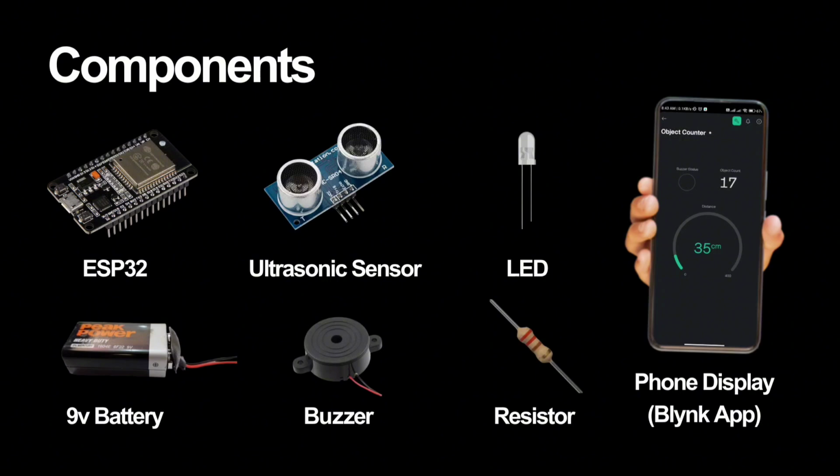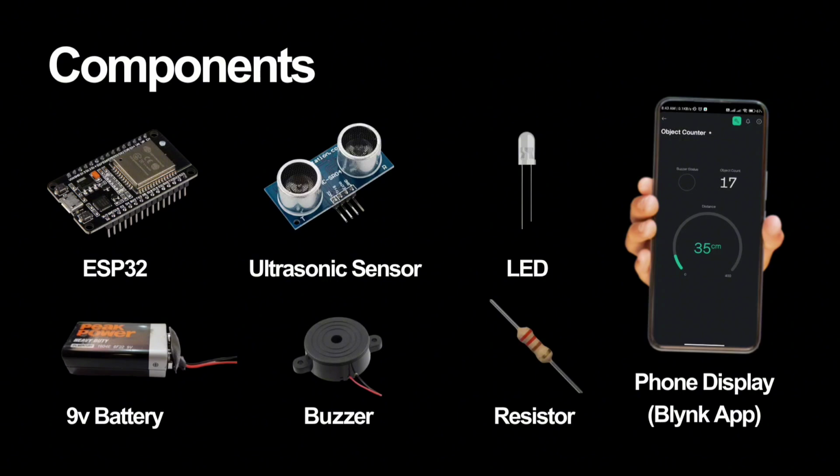Here we go to the components. The first is the ESP32 for the execution of the code. The second is the ultrasonic sensor, to detect hand movement or object movement. The third is the LED. It creates light if there is a detection from the ultrasonic sensor. The fourth one is the 9 volt battery. It will be used as the power or main source of electricity to execute the code from the ESP32. The fifth one is the buzzer. It has the same purpose as the LED, but instead of light, it will create a sound.